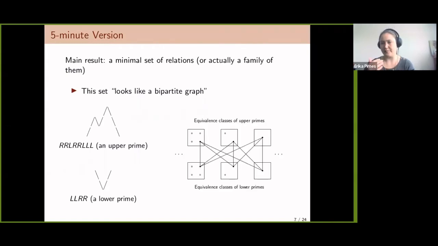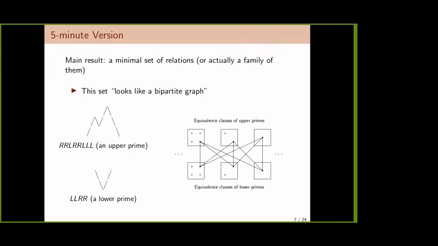These special types of words are in play in this diagram. So what does this diagram mean? All of the squares are equivalence classes. On the upper level, there are equivalence classes of upper primes. On the lower level, equivalence classes of lower primes.